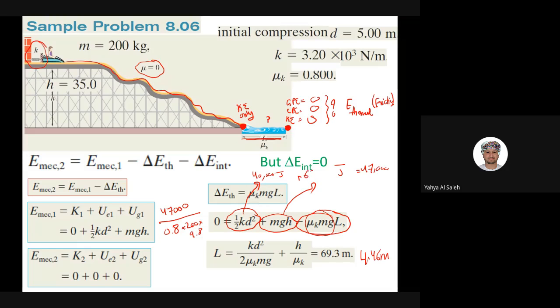Nobody is sitting there helping me and checking with me. This is 68,600, which means my total is 108,600. If I do this calculation again with the right energy, I do end up with 69.3 meters.